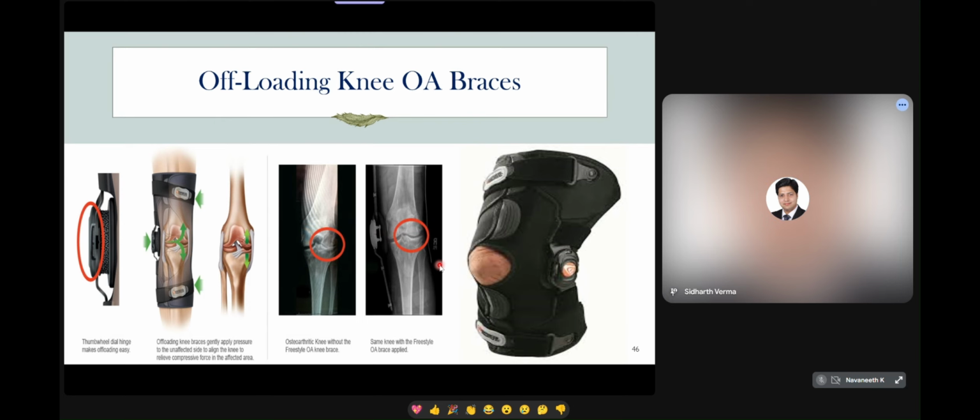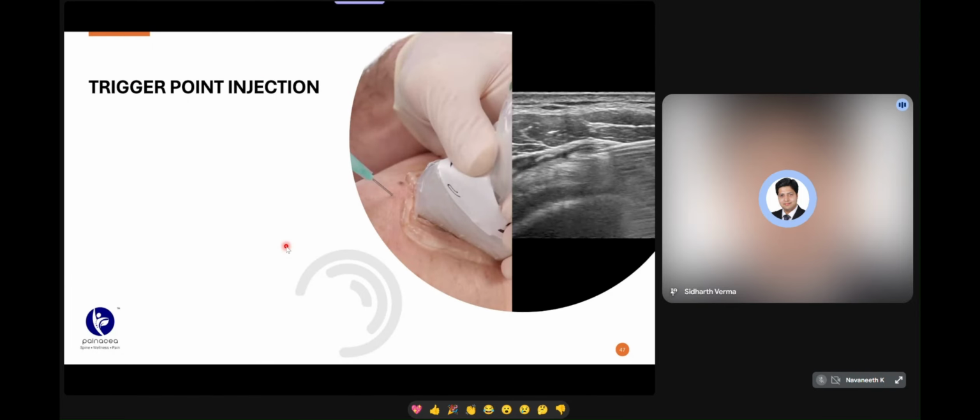And I feel it is quite underutilized. In patients with osteoarthritis, they can greatly benefit from this. In fact, some people report a good amount of relief with these braces alone, but usually we combine this with other treatments. So what can these treatments be?